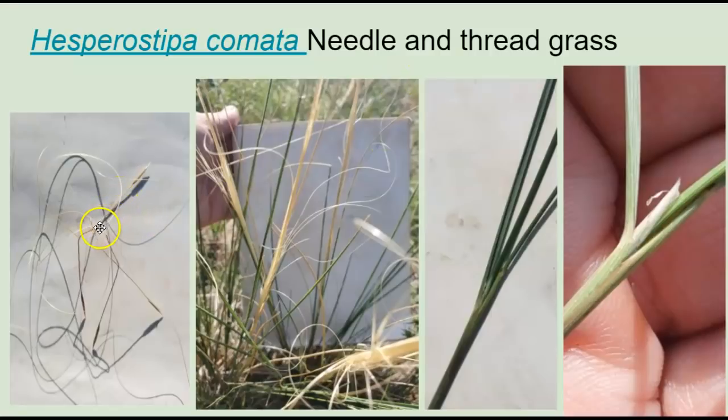And you might be able to notice in the picture that it's kind of twisted, and that is a mechanism for drilling the seed into the soil. When it's wet, it's more straightened out, and as it dries, it curls up, and that helps to drill the seed into the ground and guarantee reproduction.